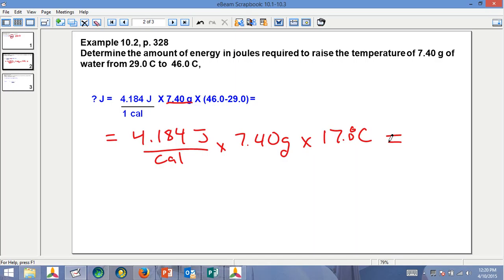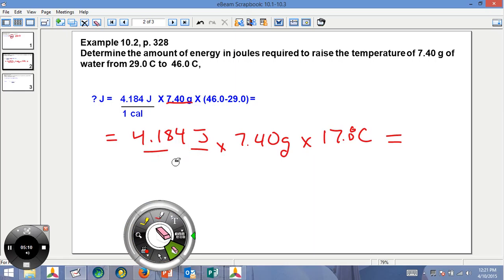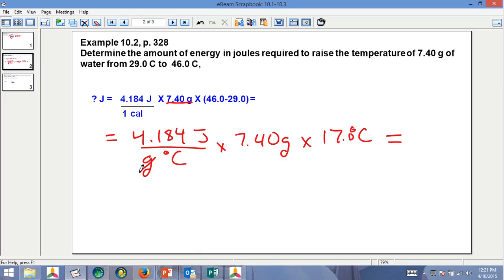Because a calorie is the amount of energy needed to raise 1 gram of water 1 degree Celsius, we can also write this as joules per gram degrees Celsius. That makes the units cross out better. So let me go back over here. Now our grams are going to cancel with our grams. Degrees Celsius cancels with our degrees Celsius.